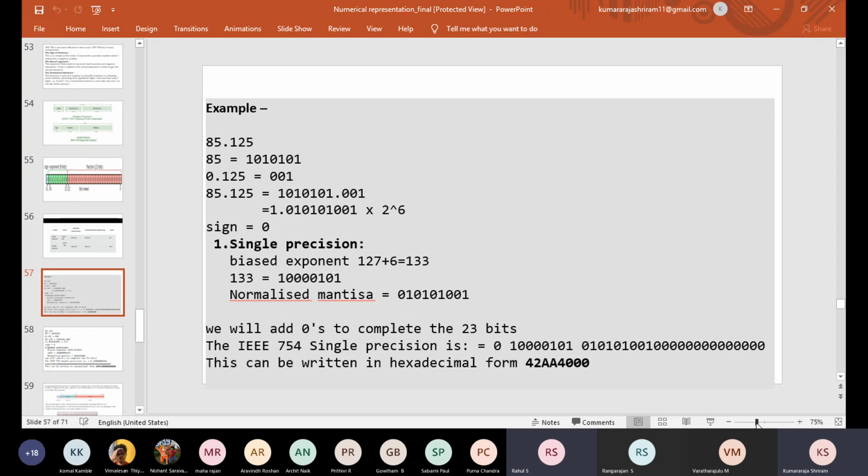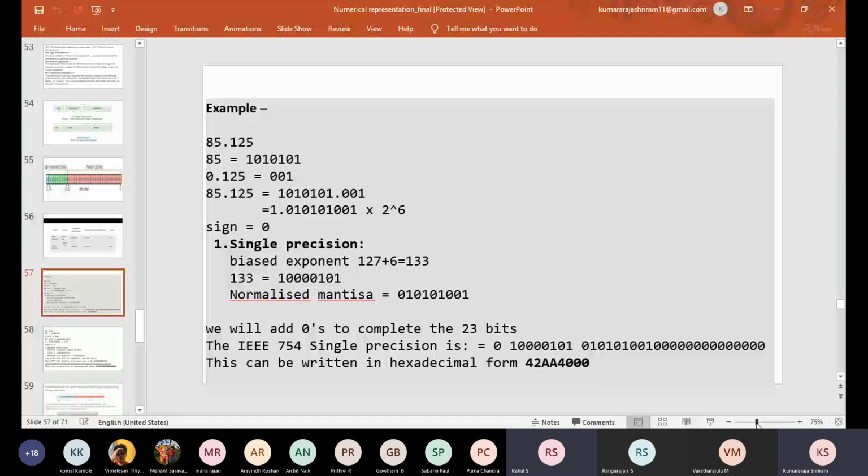So the conversion of 133 into binary will be this, and the normalized mantissa. Like I told you, the normalized mantissa is what? The fractional part that comes after the decimal point. So 85.125, 1.0 something. The value that comes after the point is 0101 01001. So that is the normalized mantissa. Here the normalized mantissa has 9 digits, and I told you previously that it should be 23 bits.